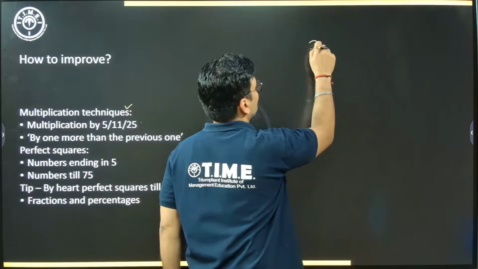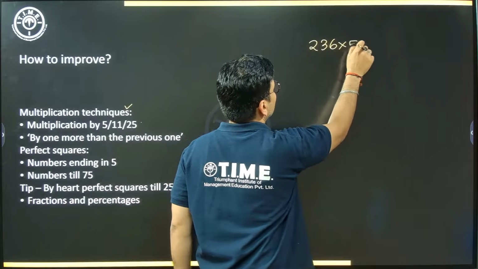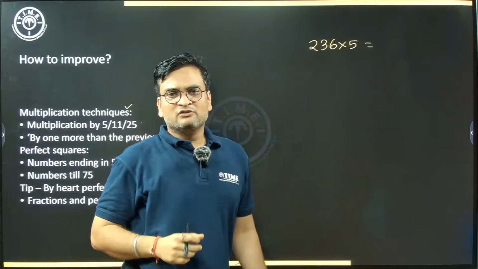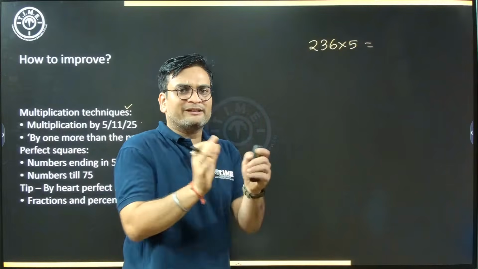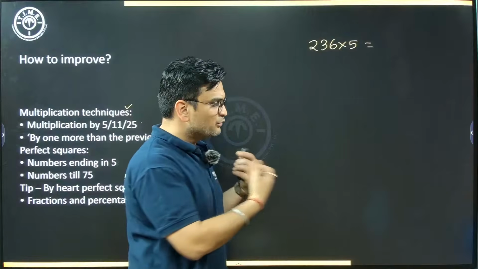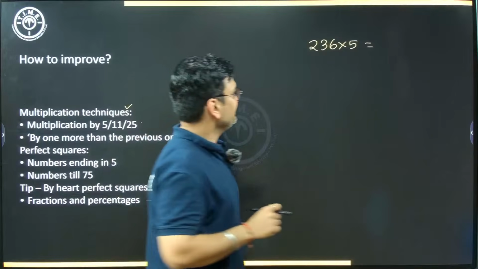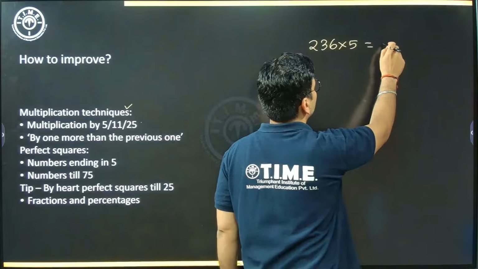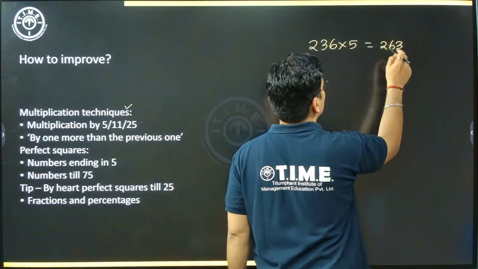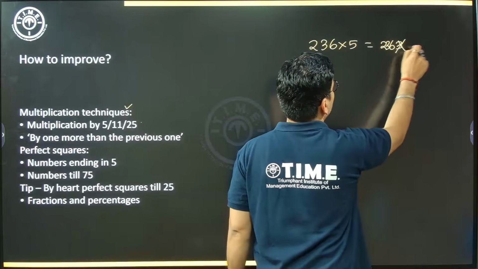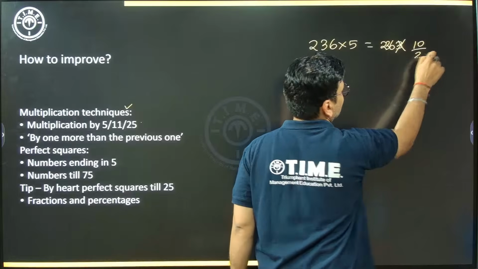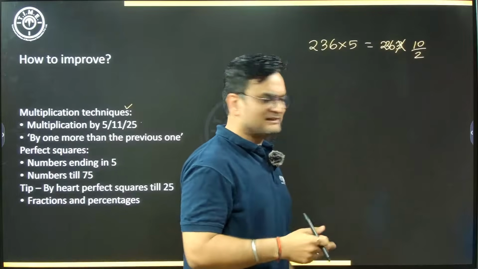Multiplication by 5. So suppose you have 236 into 5. You have to perform this calculation. This is a small change in viewpoint that we can bring in the way we are looking at the problem, and we can simplify the calculation. Instead of multiplying by 5, can I think of it as 10 by 2, because multiplication by 10 is a very easy job, right?